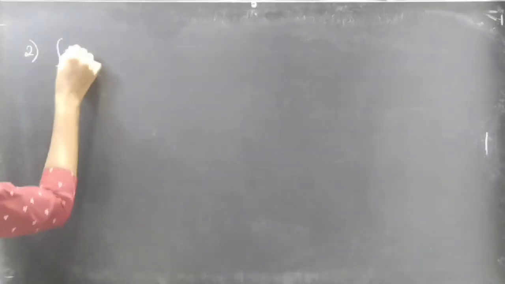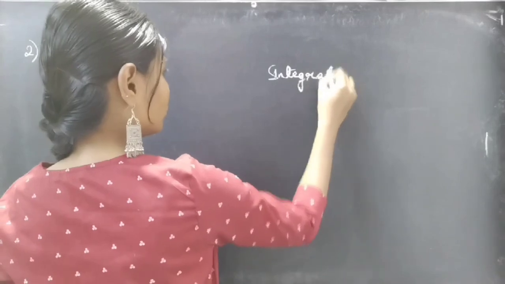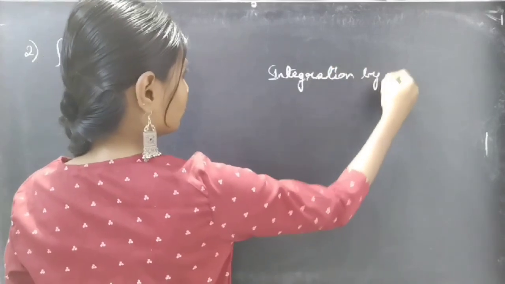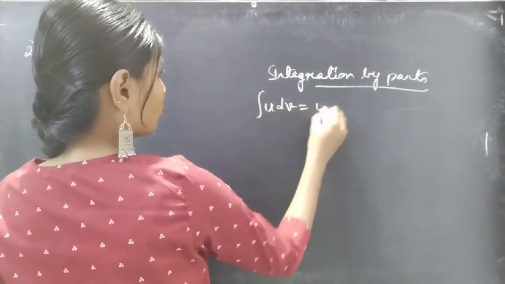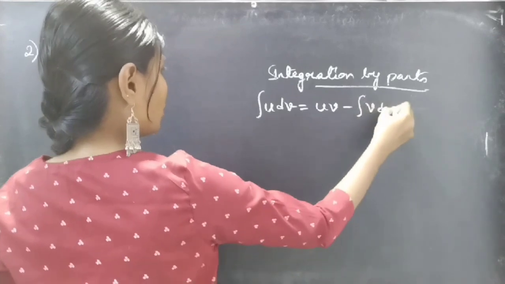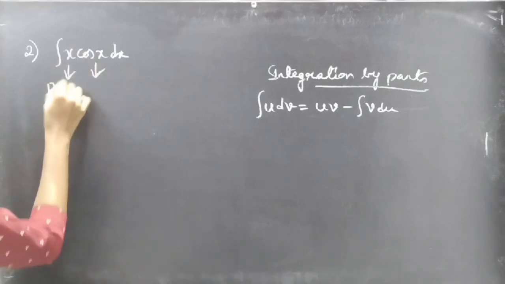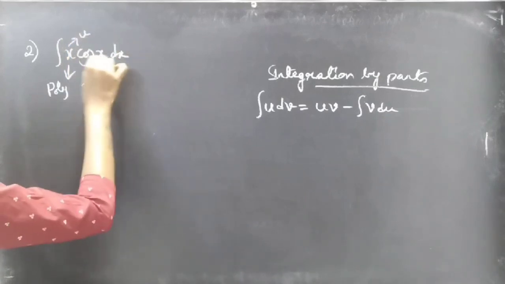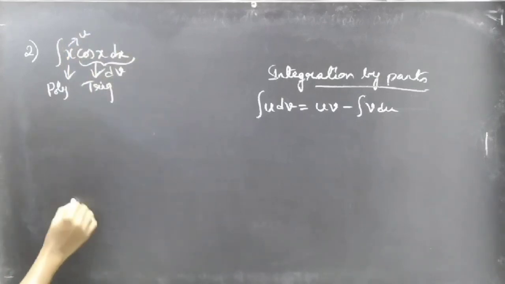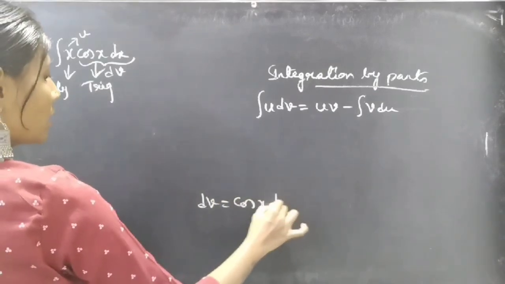Let's evaluate the integral of x cos x. Here we are going to apply the integration by parts formula: integral of u dv equals uv minus integral of v du. Here the integrand is a product of a polynomial function and a trigonometric function. Consider the polynomial function as u and the remaining part as dv. So we have u equal to x and dv equal to cos x dx.